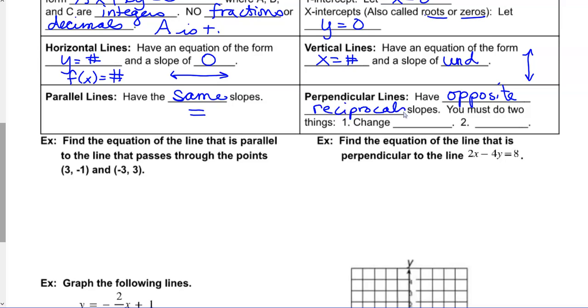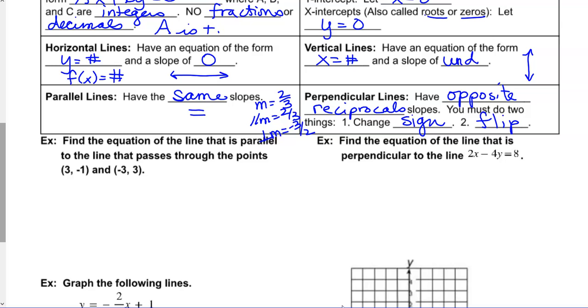In order to get an opposite reciprocal, you have to do two things. One thing is that you have to change the sign to get the opposite. And to find the reciprocal, you have to flip your fraction. So say I have a slope here of 2/3. The parallel slope is the same: it's 2/3. For the perpendicular slope, I have to change this from a positive to a negative and flip it. Therefore, it would be -3/2. So hopefully you remember that.